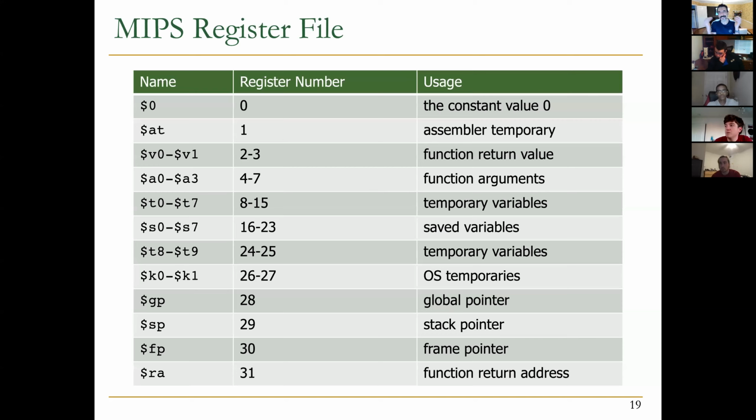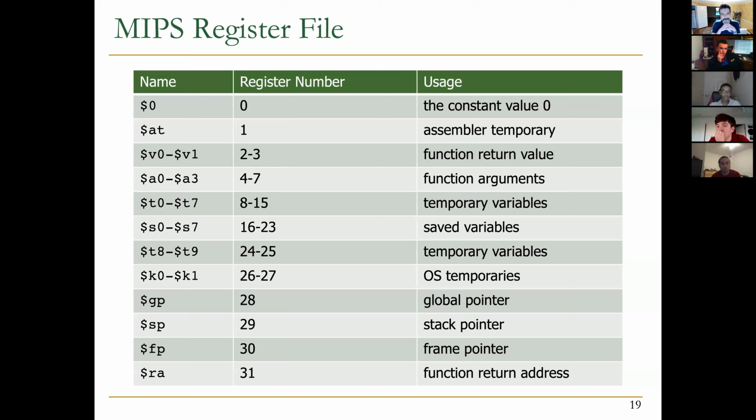And if your function argument is larger than this, we'll discuss how you can deal with that. You also have some temporary variables, T0 to T7 and some others, right?